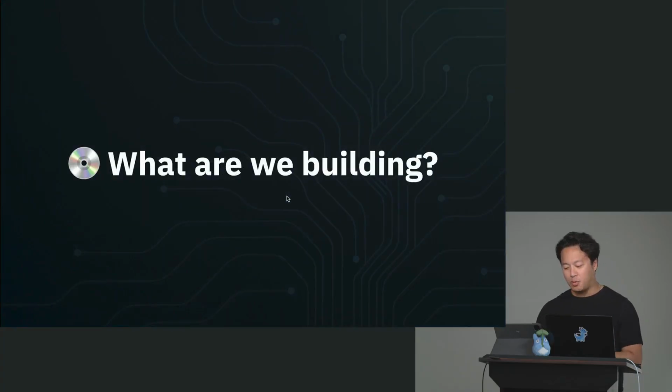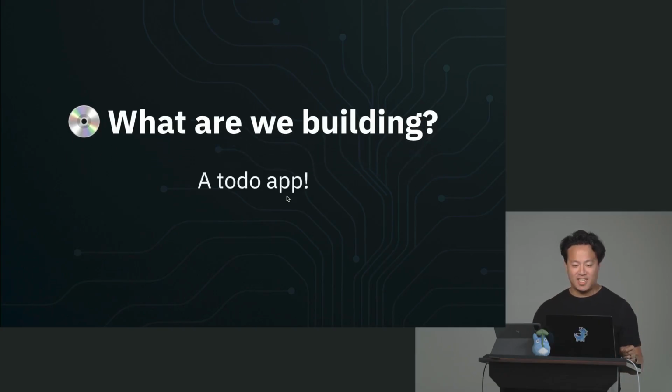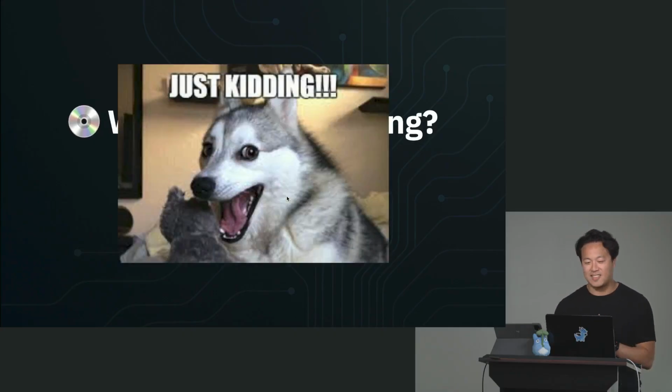Okay, so the question is, what are we building? Well, we're going to be building a to-do app. Just kidding. This is not an intro class. We've all been bored by the to-do app and done it way too many times. So this is an intermediate course, which means we're going to be dropping you into, essentially, a legacy code base. Just to give you a little bit of a tour of what you have.